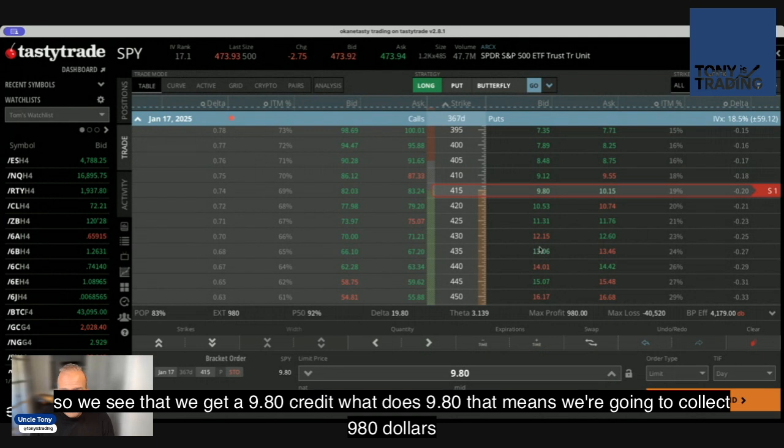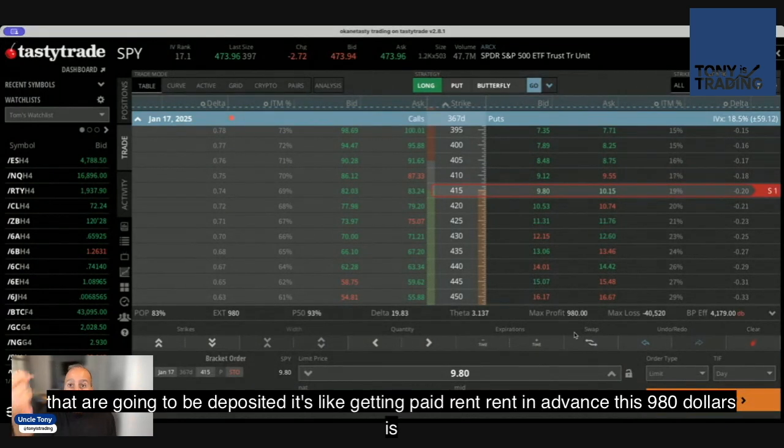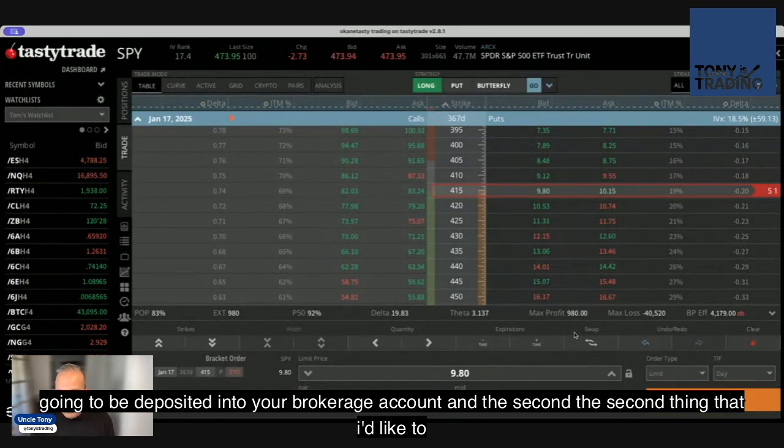So we see that we get a 9.80 credit. What does 9.80 mean? That means we're going to collect $980 that are going to be deposited. It's like getting paid rent in advance. This $980 is going to be deposited into your brokerage account.